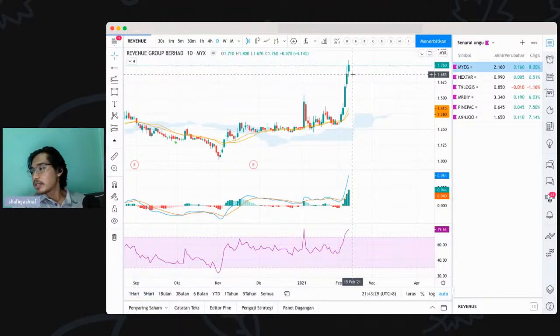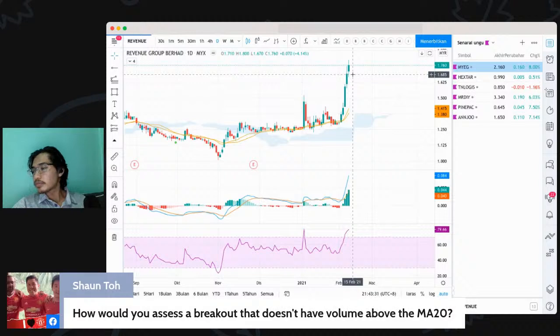How will you assess a breakout that doesn't have volume above MA20? Our friend Sean is asking. You mean moving average of volume, right? The idea is that you want to make sure that when the price breaks out, the volume is higher. And how do we know that the volume is higher? We can use a moving average on volume.